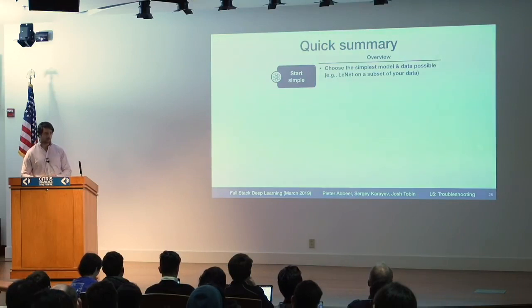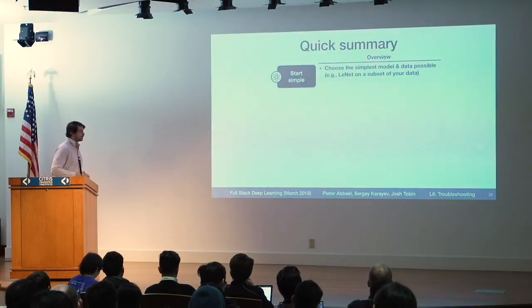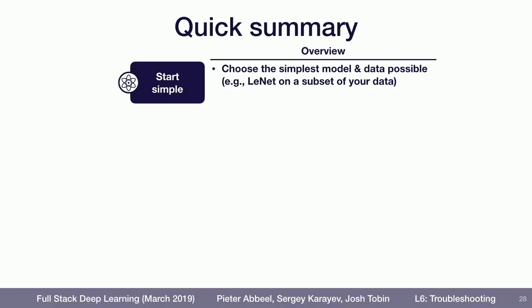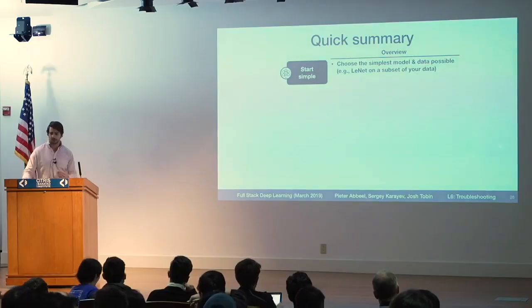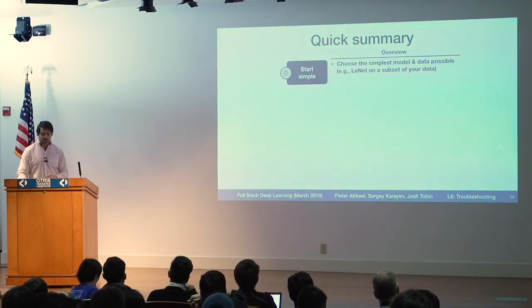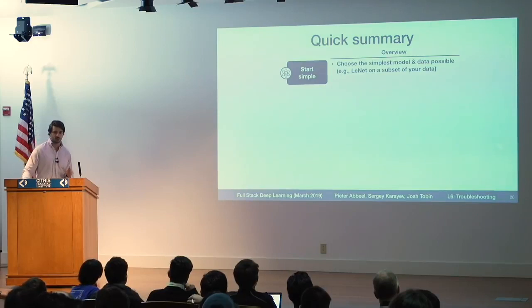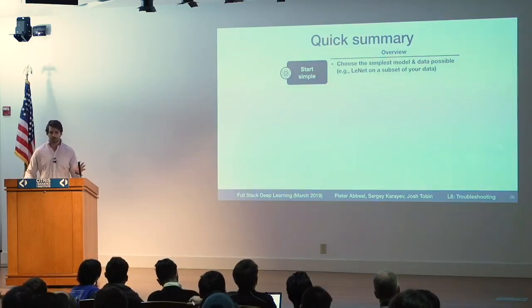So starting simple, this usually means choosing the simplest possible version of your model and data set that you can get your hands on. And so in our labs, for example, instead of starting with a very complex real data set and an LSTM with CTC loss, a complicated model, we started with just a very simple fully connected network or LeNet on EMNIST. So simplest possible model, simplest possible data.